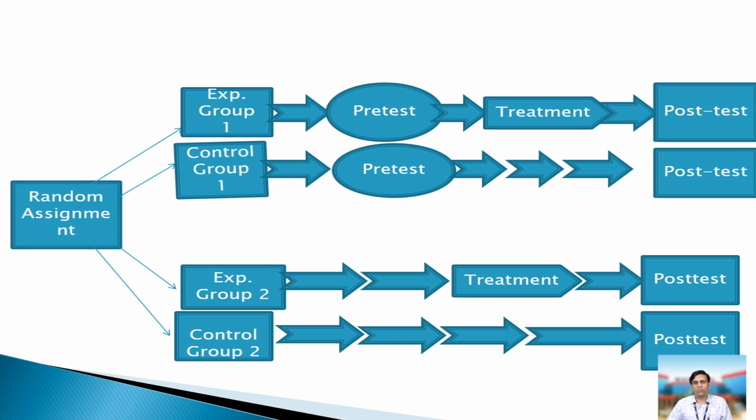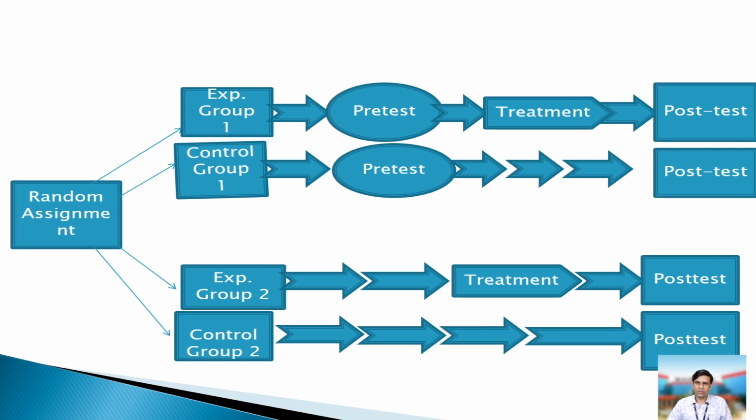Now, the pretest will be done for experimental group 1 and control group 1, whereas no pretest will be done for experimental group 2 and control group 2. Now, after doing the pretest for experimental and control group 1, the treatment will be administered to experimental group 1 and experimental group 2. As we all know, treatment is always administered to the experimental group only.